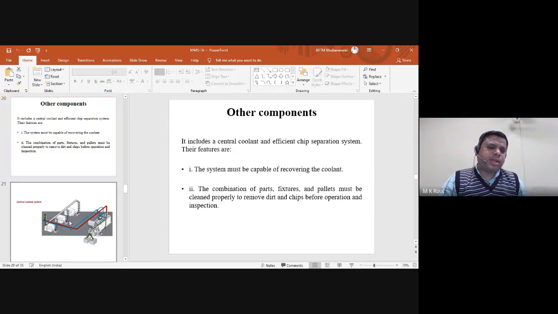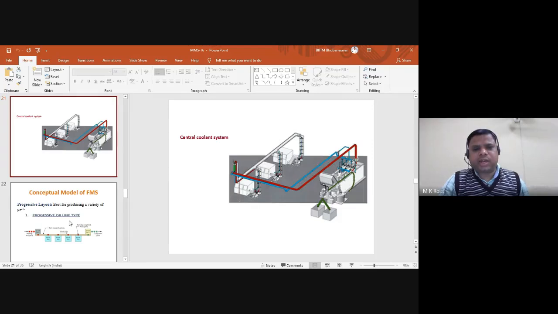Here is a typical example of a central coolant system. In the central coolant system, the blue line indicates the coolant moving towards a number of workstations where they can perform various types of machining operations. Why is coolant required? Because of the generation of high heat in machining operations, like milling, drilling, grinding, and boring, every part and component needs coolant.